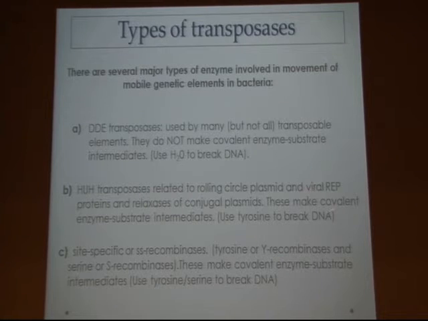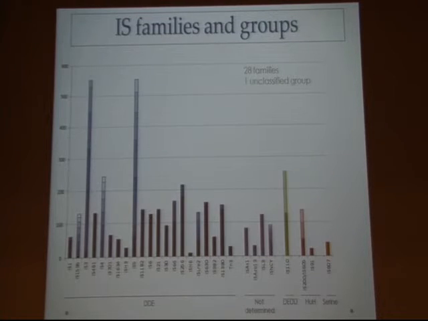And in this case, they make covalent enzyme-substrate intermediates. And generally, they use a tyrosine to break the DNA during the process. And we also have site-specific recombinases, which can have one tyrosine or serine residue related to the catalysis of the movement. And these make covalent enzyme-substrate intermediates. That's the most important transposase.